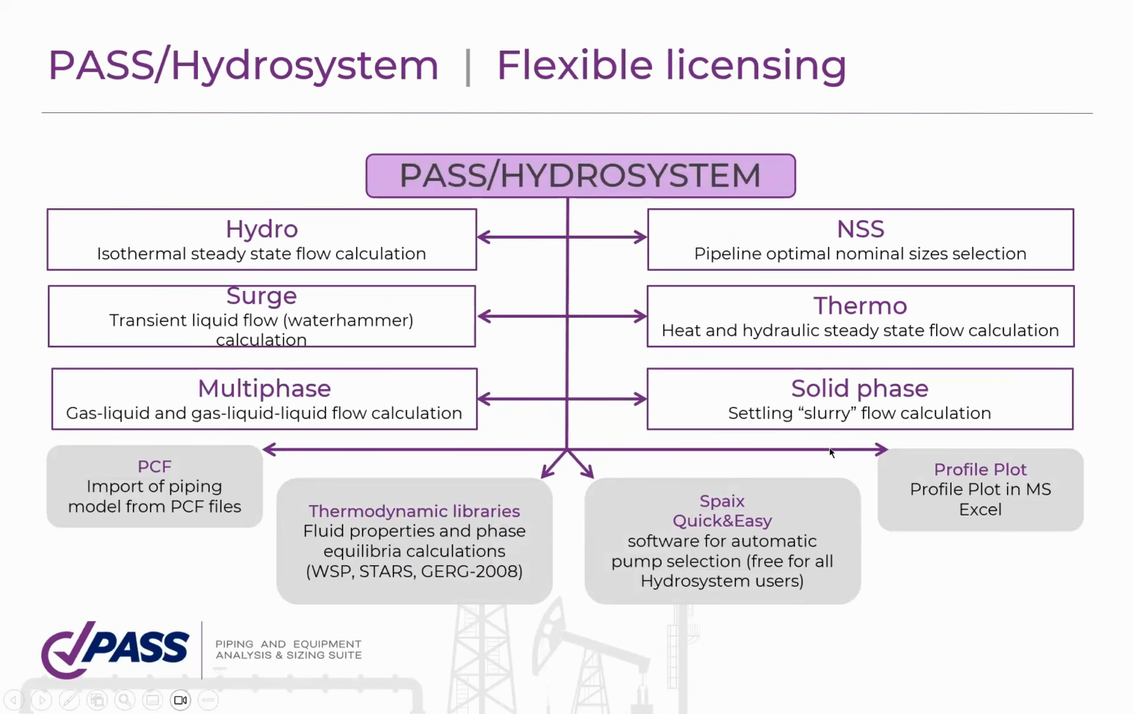In HYDROSYSTEM, we have very flexible licensing. Depending on your needs, you can select special modules of the program which suit your needs and allow you to calculate what you want to calculate. For instance, if you need to calculate only isothermal steady-state flow analysis for a piping system, you need the module called Hydro. If you need to also perform heat and hydraulic analysis, you will need the additional module Thermal. If you need to perform analysis for multi-phase flow, you will need an additional module, etc., etc. So depending on your needs, you can select the configuration of the program which will suit your needs and will cost minimum.